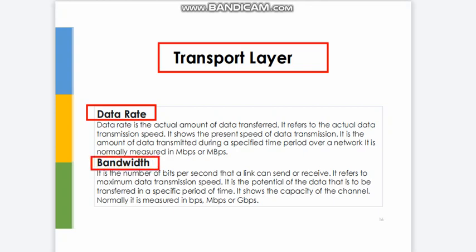Next is bandwidth. It is the number of bits per second that a link can send or receive. It refers to the maximum data transmission speed. It is the potential amount of data that can be transferred in a specific period of time. It shows the capacity of the channel. Normally, it is measured in bps, Mbps, or Gbps.